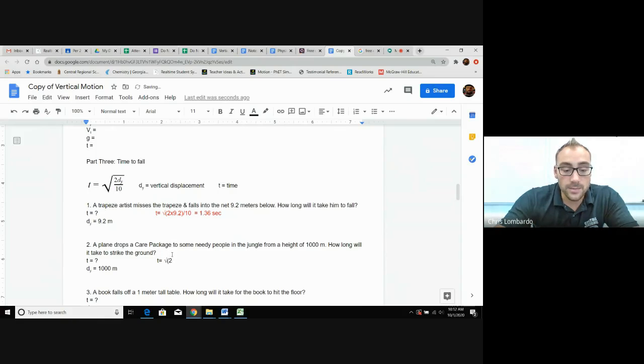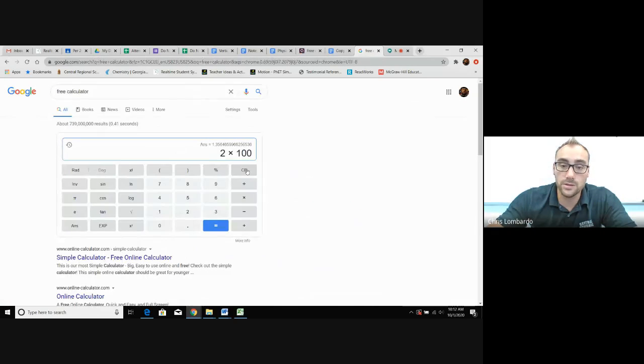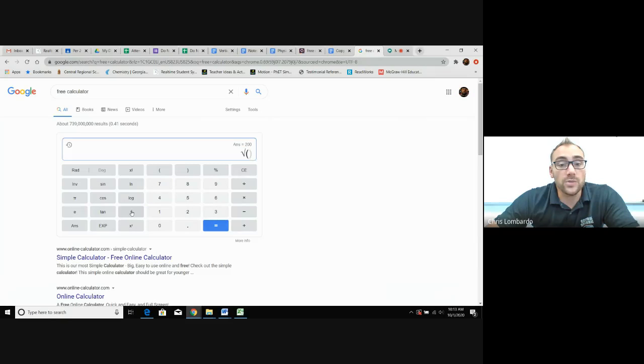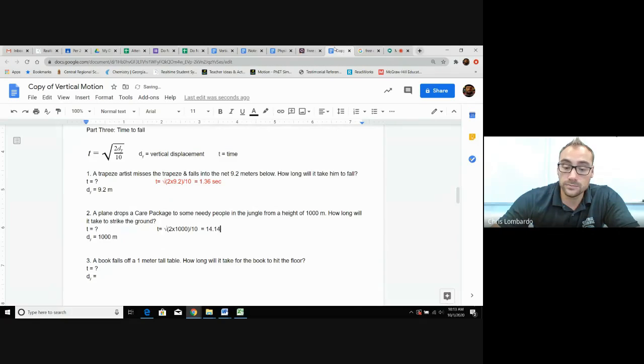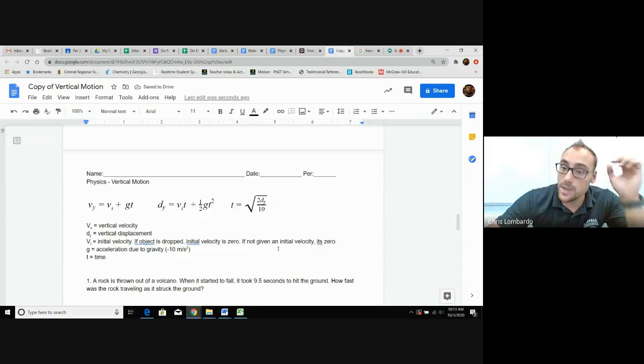So we're doing 2 times 1,000 divided by 10. Let's bang it out. Clear. 2 times 1,000 equals, divide that by 10. If you got a time of 200 seconds, that's a long time for something to be falling. Remember, you do what's underneath the square root, then you take the square root. So I take the square root of 200, which is going to be 14.14. So we're going to call it 14.14. Unit is seconds for time.